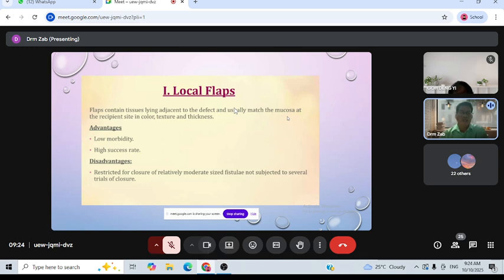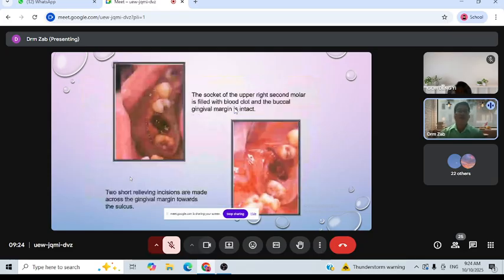The advantage is low morbidity and a very high success rate, but the disadvantage is that it is sometimes restricted to closure of relatively moderate size fistula. Sometimes you may need to go in a few times, but try to do it in a single attempt, because if you go again and again, there will be a lot of scar tissue formation, and then the flap will no longer be tension free, and the blood supply will also be compromised.